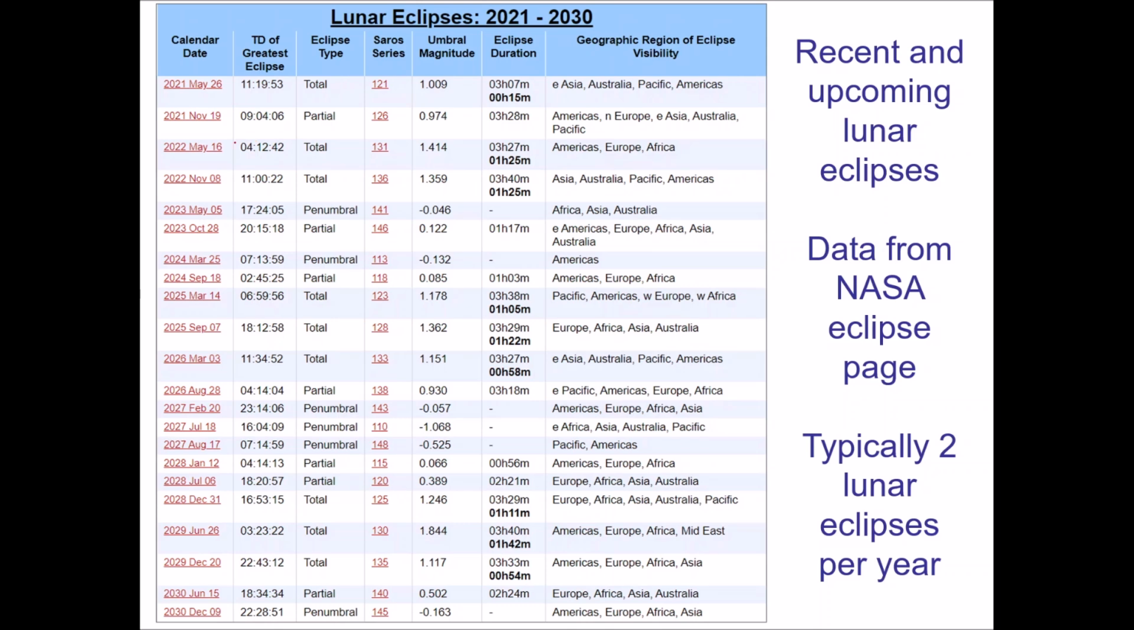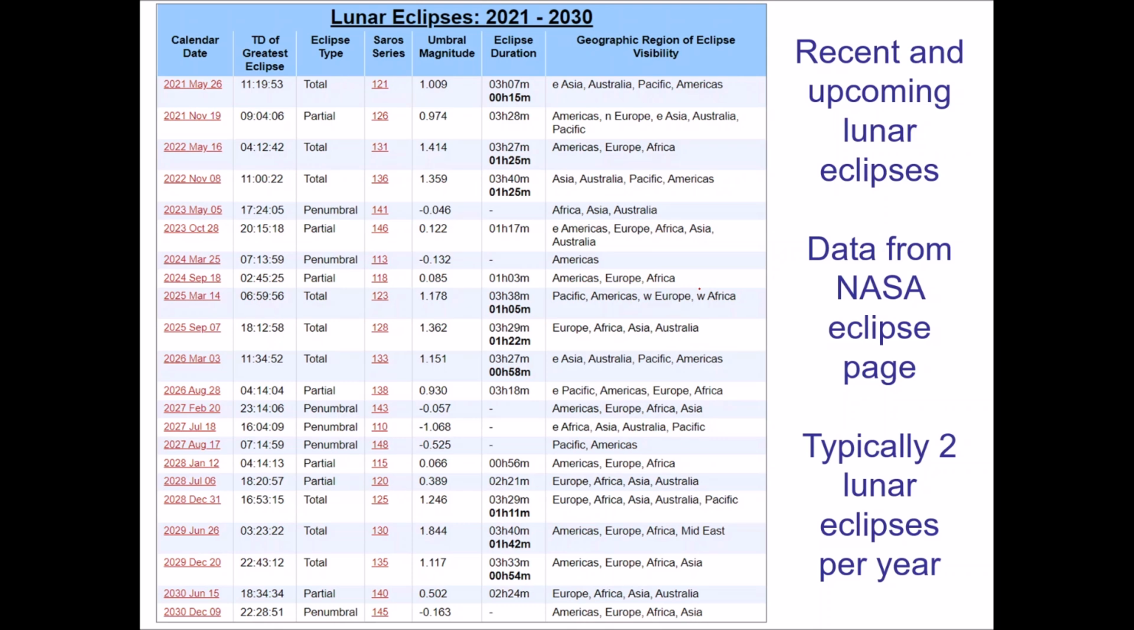Now, we have daylight savings in California, so if it's daylight savings, you have to do 7 hours instead of 8. But you get the picture, right? That's how you know if you can see these things, and they give you a general idea of what regions can see these eclipses.